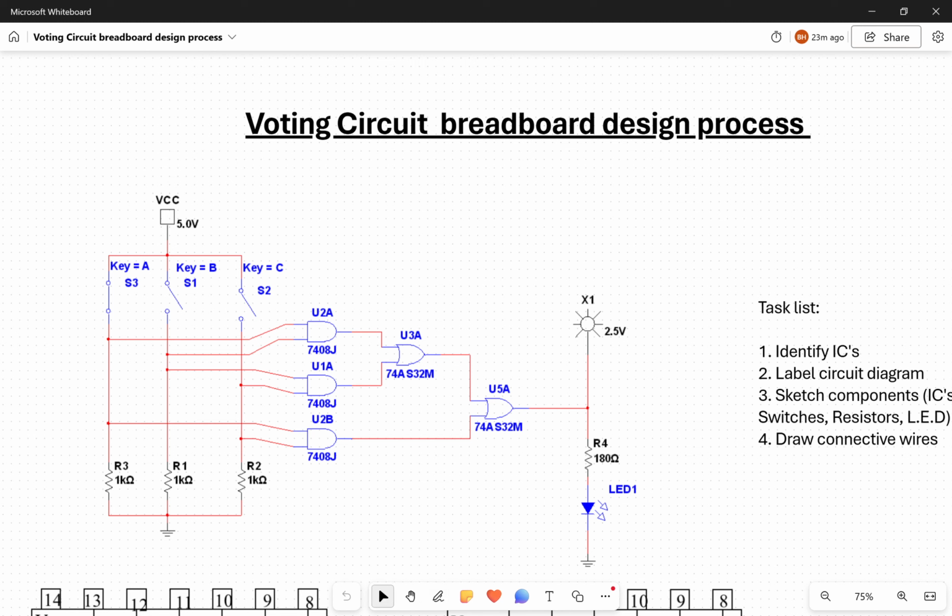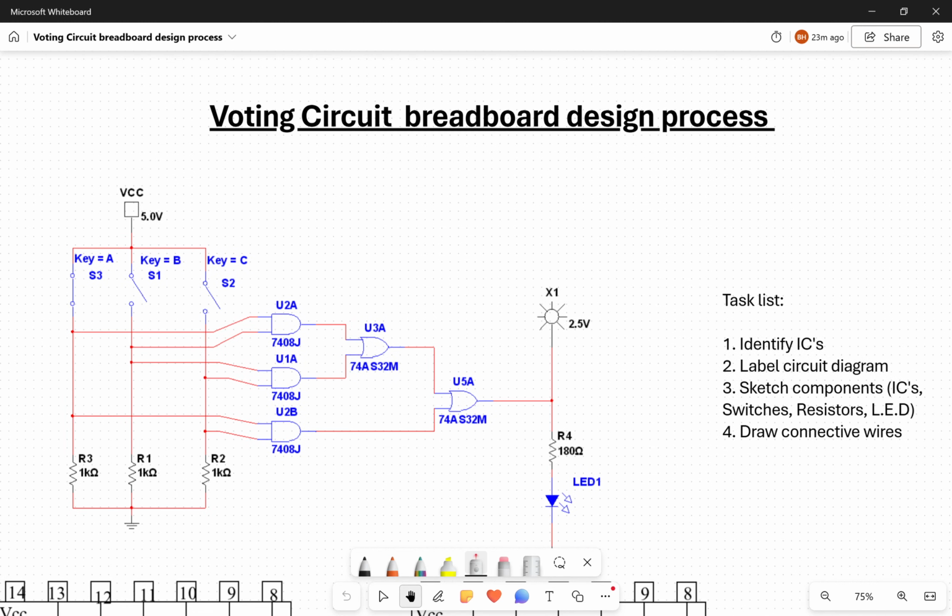Today we are going to do a quick video on how to design a circuit on breadboard from your circuit diagram. And as you can see, we've got a voting circuit breadboard that we're looking at today, and we've also got a little task list on the right hand side which will guide us through the process. So first things first, task list number one, identify your ICs.